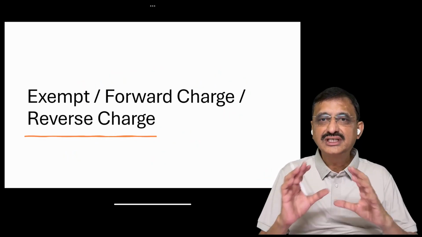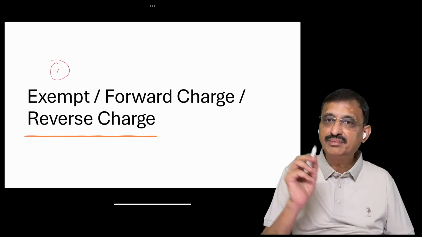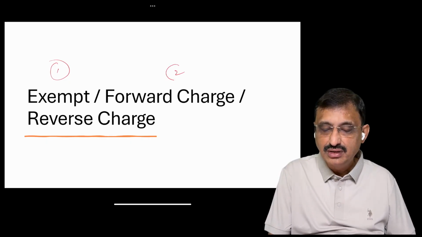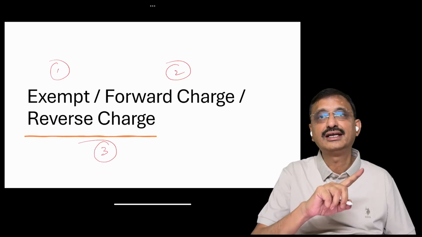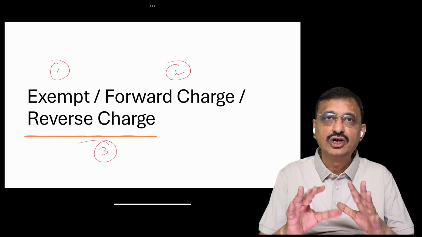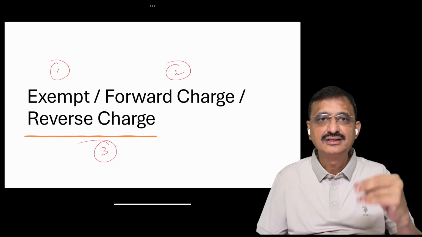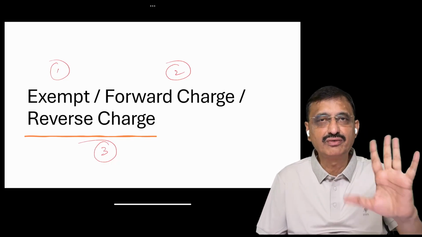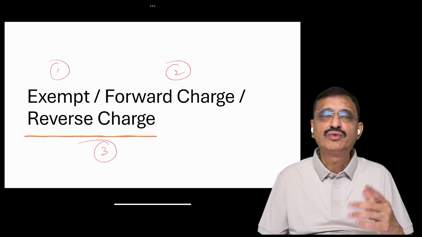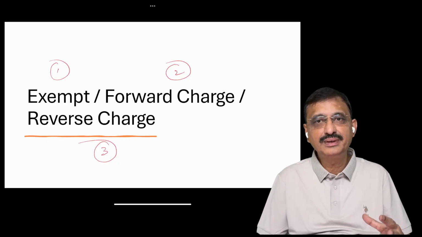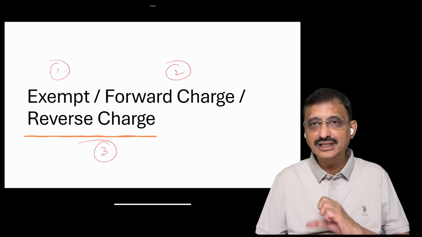Now, sometimes the rent may be exempted. Sometimes the rent is chargeable on forward charge basis. Sometimes the rent is chargeable on reverse charge basis. For rent, all the three are possible. Forward charge basis means the landlord will pay the GST to the government. Reverse charge means the tenant will pay the GST to the government.